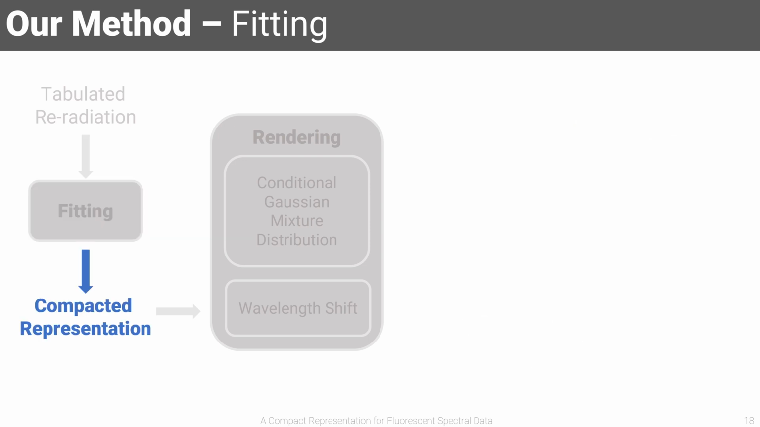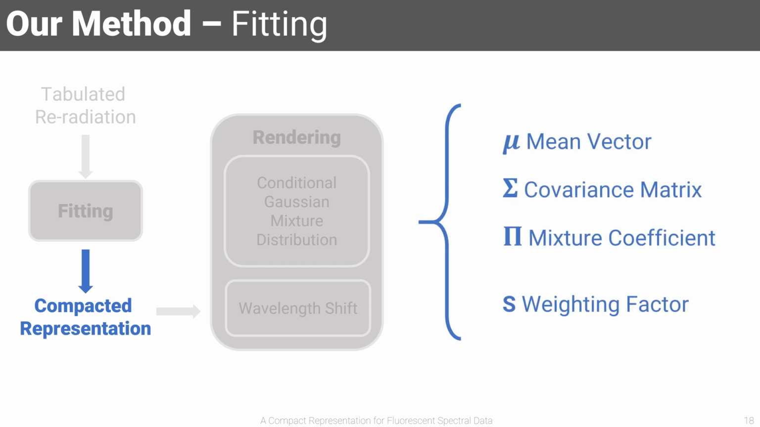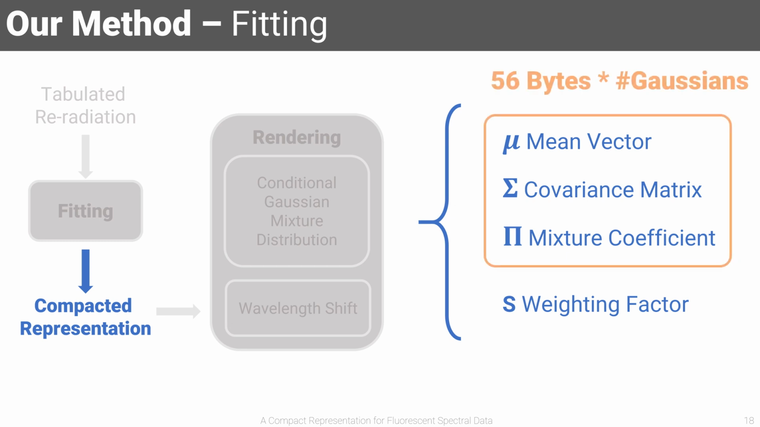After the fitting step, we have a set of Gaussian mixture parameters that we load into the renderer. Those parameters will be used for fluorescent events. There are in total 7 elements plus a weighting factor. The first set of parameters is the GMM, which uses 56 bytes for each Gaussian. We experimented that even with a small number of Gaussians, it can already have a good performance.